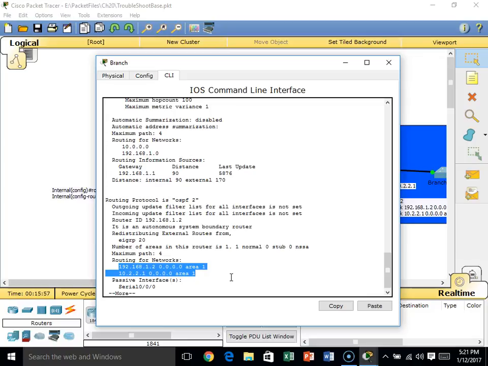It's routing for all the networks that are here, but we're not seeing any OSPF routes. The reason we're not seeing those is because we have EIGRP running on the routers, and EIGRP has a lower administrative distance, which means it's more trusted.